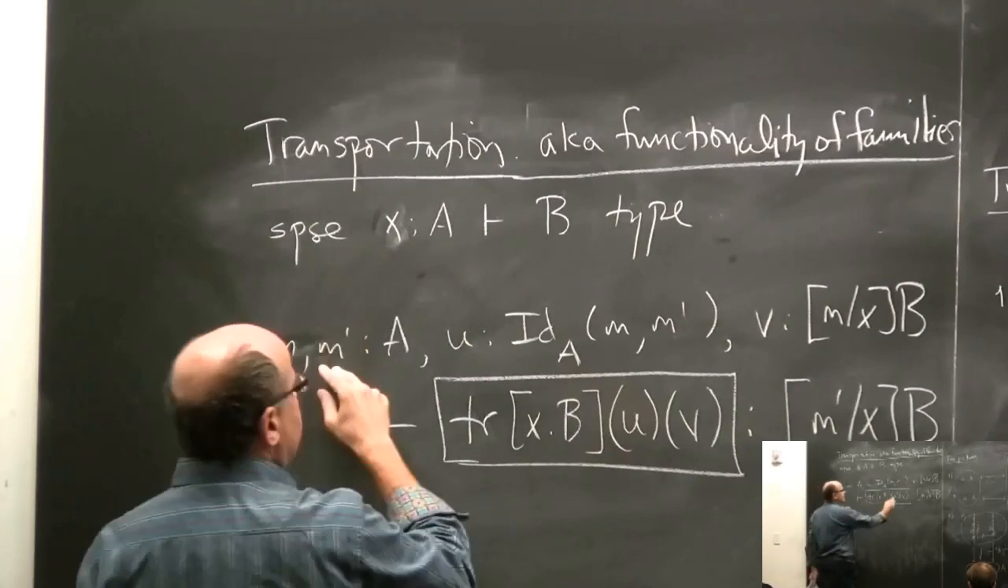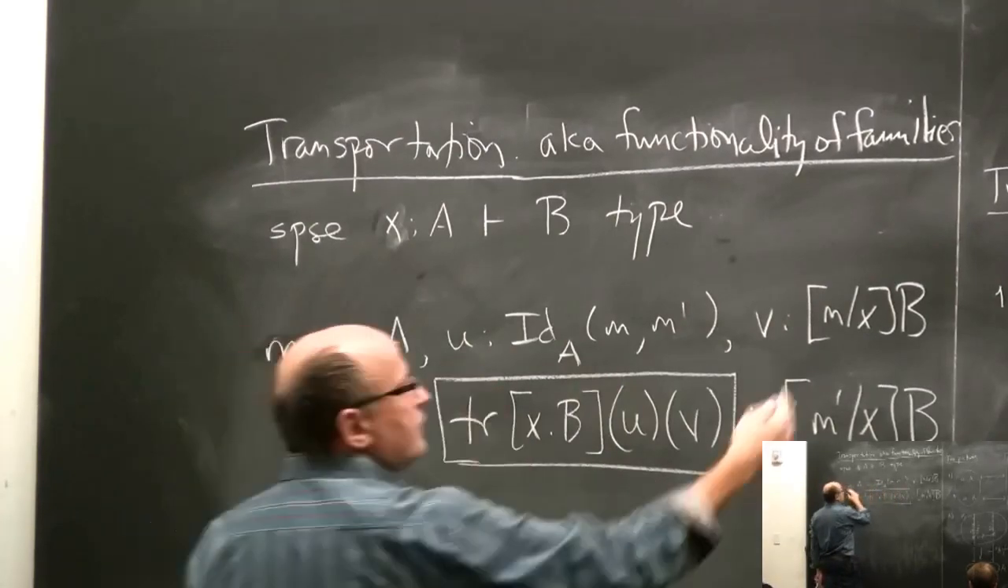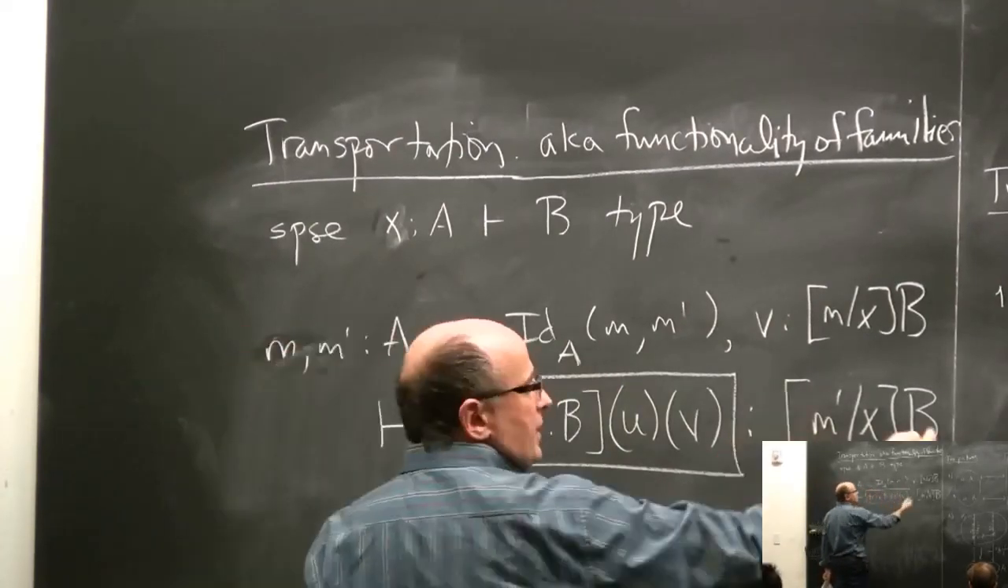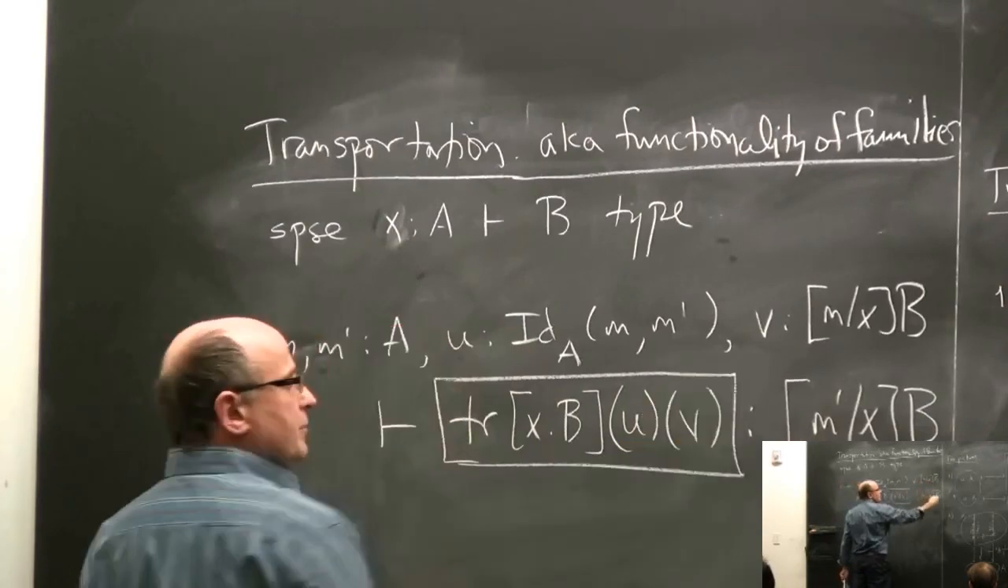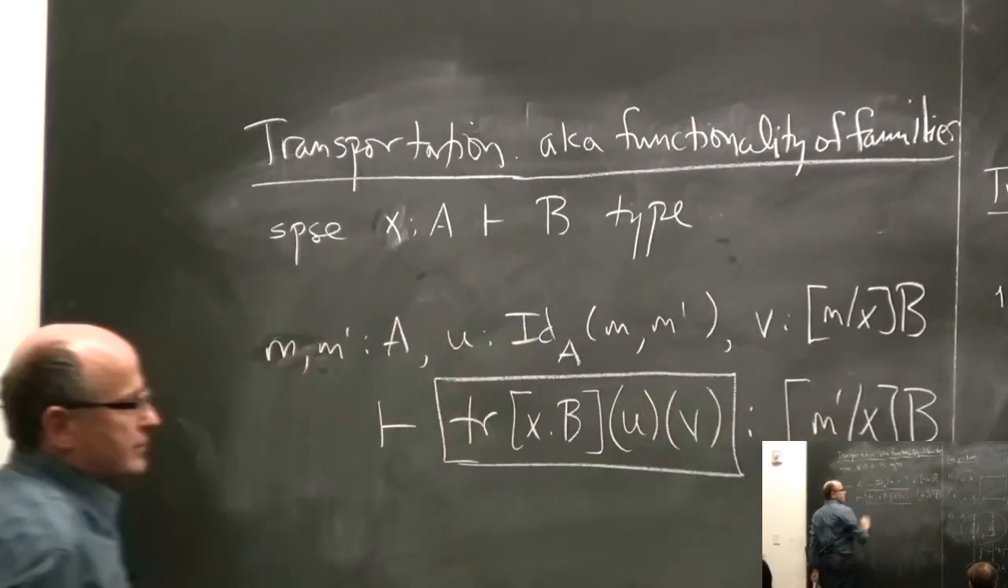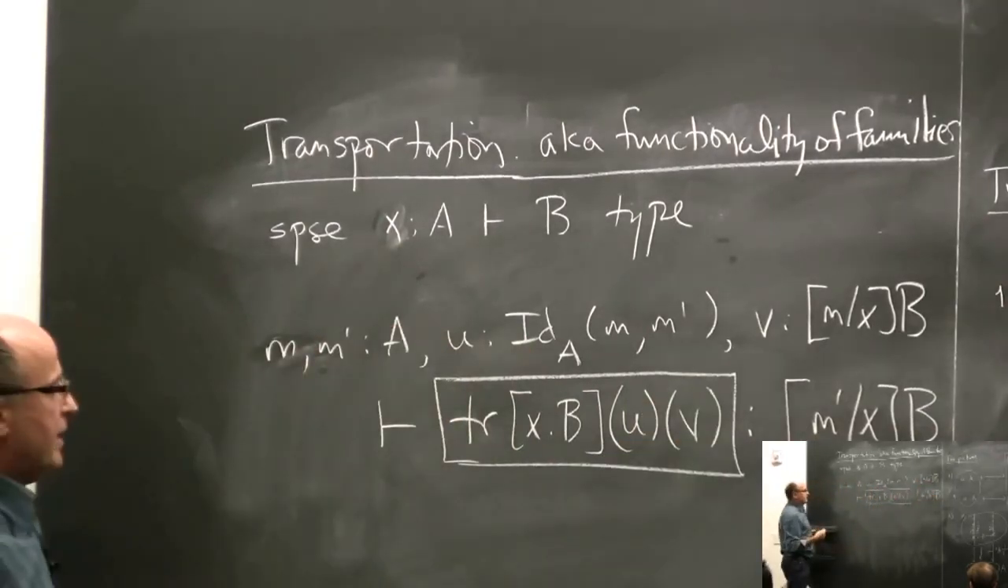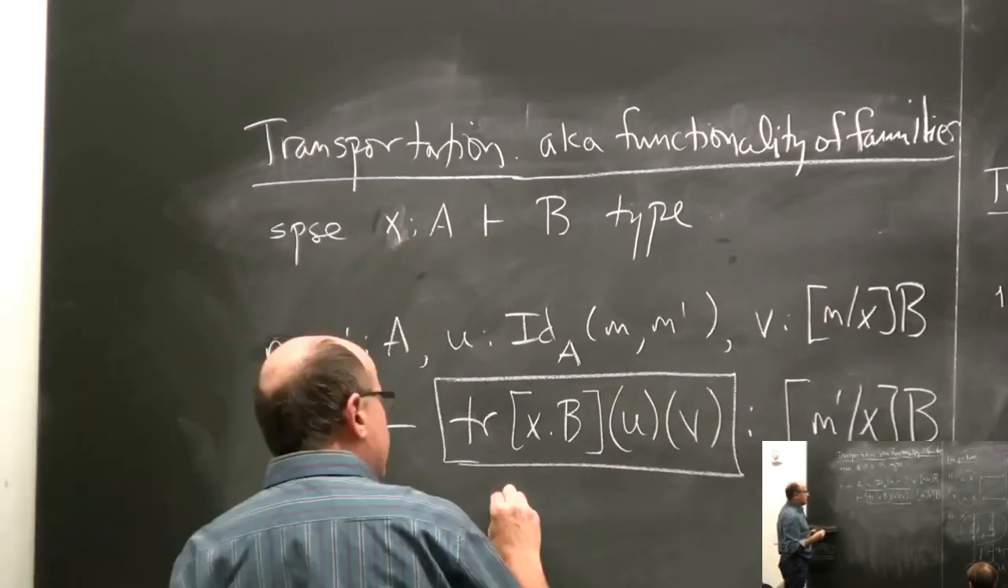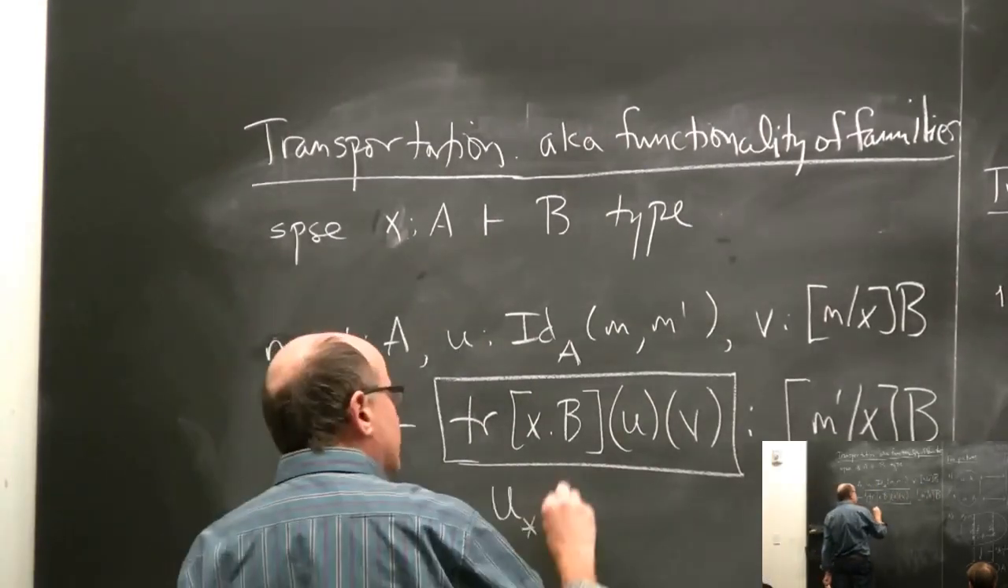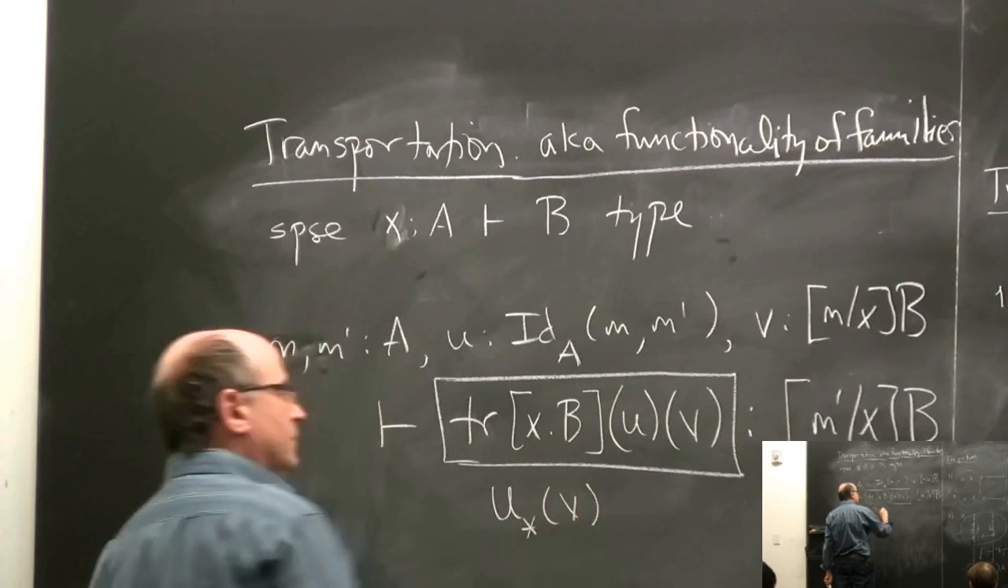Equivalently, I could just say, given M prime and U, I have a function from M of X.B to M prime of X.B, and then I would drop off the applied-to-V part. That doesn't make any difference. It's the same. And this is often notated as U lower star of V.